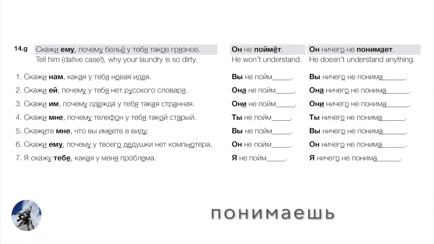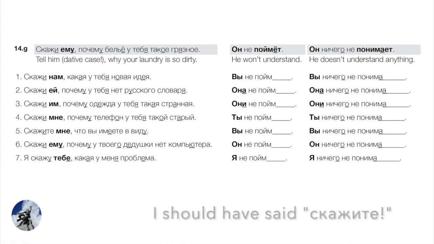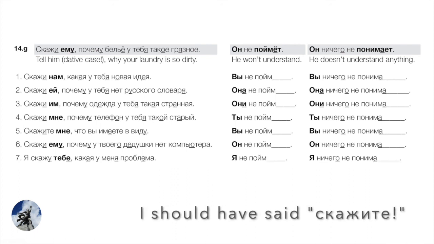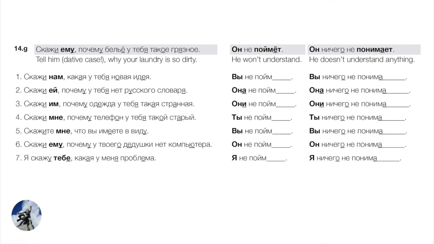Number 5, tell me what you have in mind. And we're using вы here. Let's imagine we're being polite. Although, again, it could be referring to more than one person. Скажи мне, что вы имеете в виду? Okay, again, answering using вы. Вы не поймете. Вы ничего не понимаете.